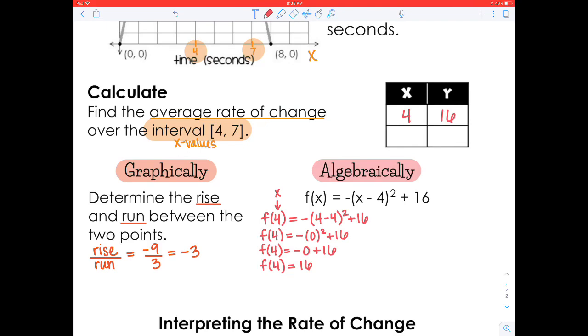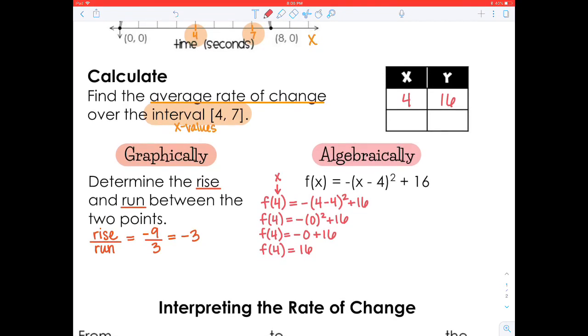So now we need to solve for when x is 7, what's our y value, by doing the same thing. So instead of replacing x with 4 this time, we're going to replace x with 7, and that comes from our interval. So we're finding f of 7 this time. Everywhere we see an x, we're going to replace with 7. This is negative 7 minus 4 squared plus 16. And then simplify.